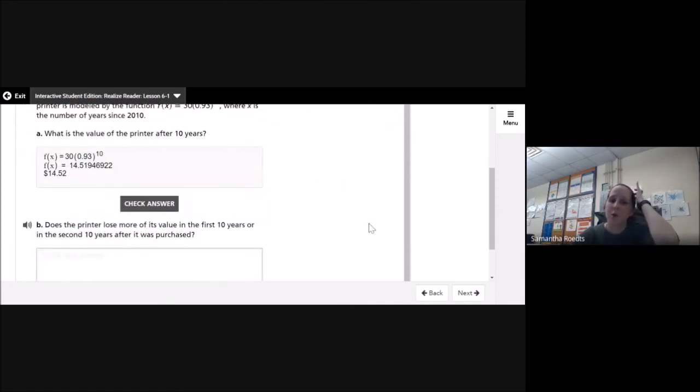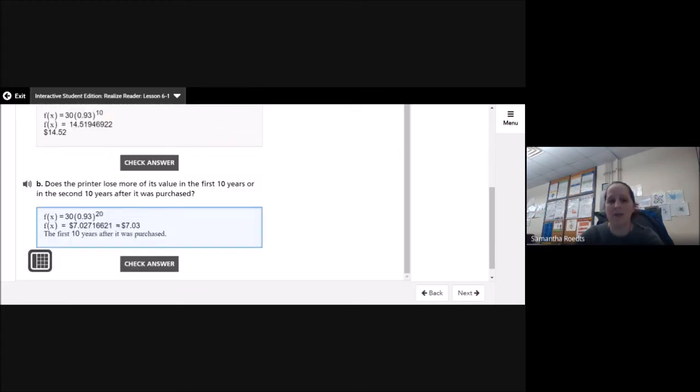So does the printer lose more of its value in the first 10 years or in the second 10 years after it was purchased? In order to figure out the second 10 years, I do the same thing. So f of x equals 30 times 0.93 raised to the 20th power. In the second 10 years, it's going to lose $7.03. So this would be the first 10 years. In the first 10 years, it lost $14.52. In the second 10 years, it lost $7.03.